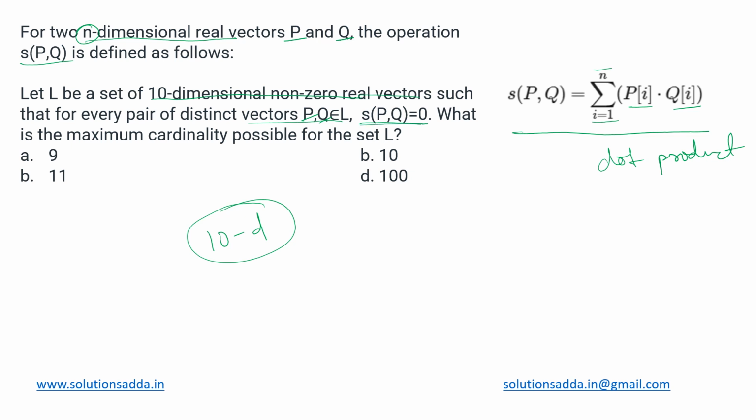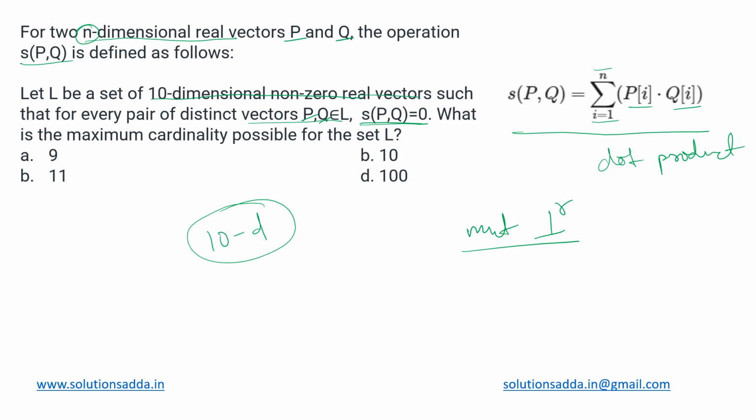Now S is nothing but a dot product as we just saw. So when do we get the dot product of two vectors as 0? When they are mutually perpendicular. So from this 10-dimensional space, from those 10 vectors, we are picking up two vectors at a time such that they are mutually perpendicular. So basically we need to find the number of such mutually perpendicular pairs which are possible.